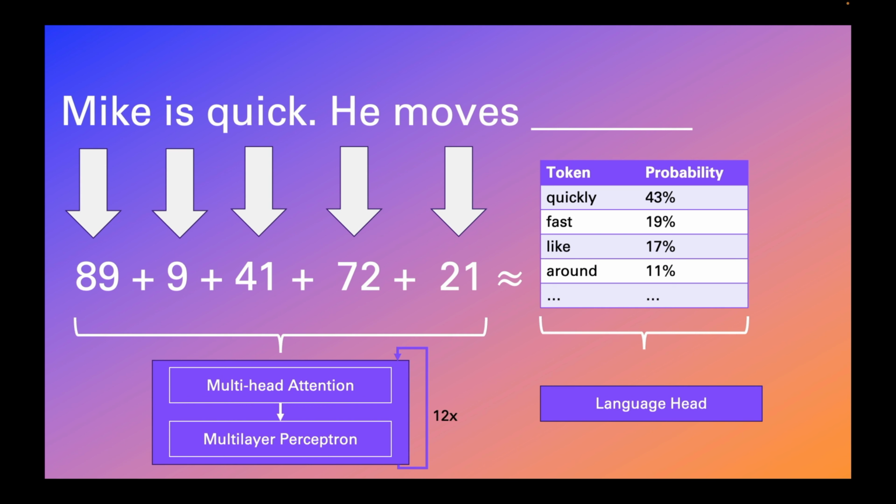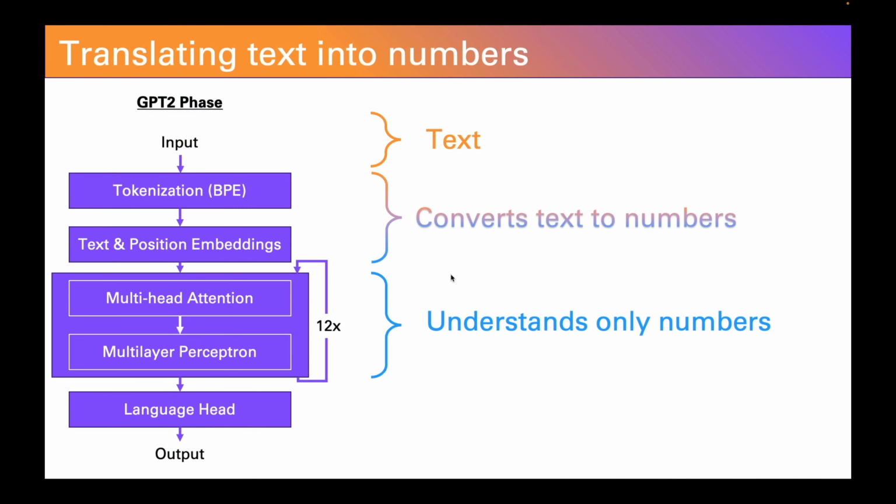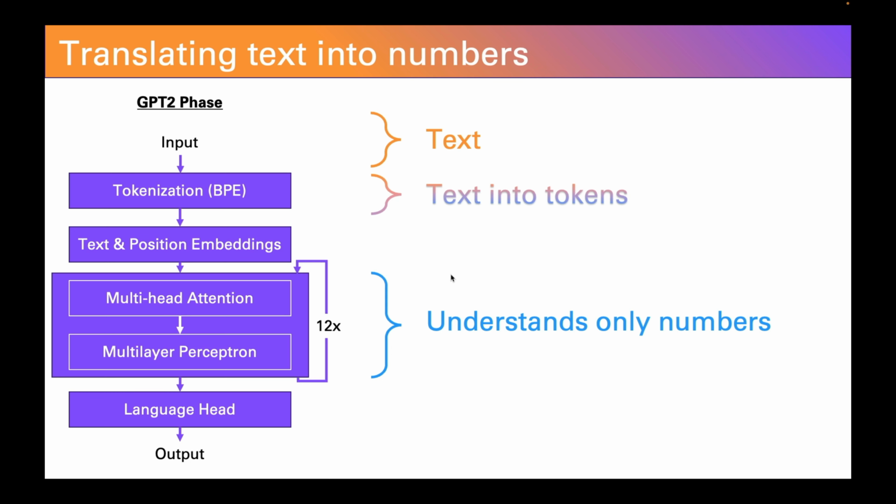But before we can do any of that mathematics, we need to translate the words into numbers by using text and position embeddings. These text and position embeddings are part of the process that bridges the gap between the text you enter and the heart of the large language model that only understands numbers. The first part of this process we covered previously in the tokenization episode, and that's a process that turns text into tokens. The second part of this takes the tokens and turns them into numbers that we can do mathematics on.